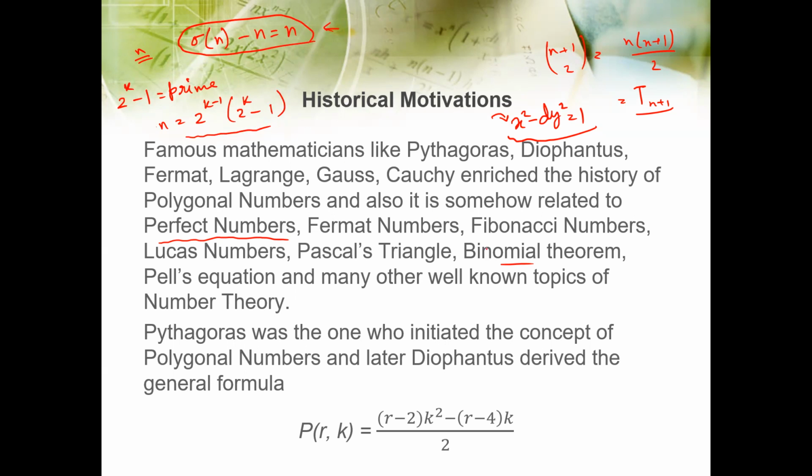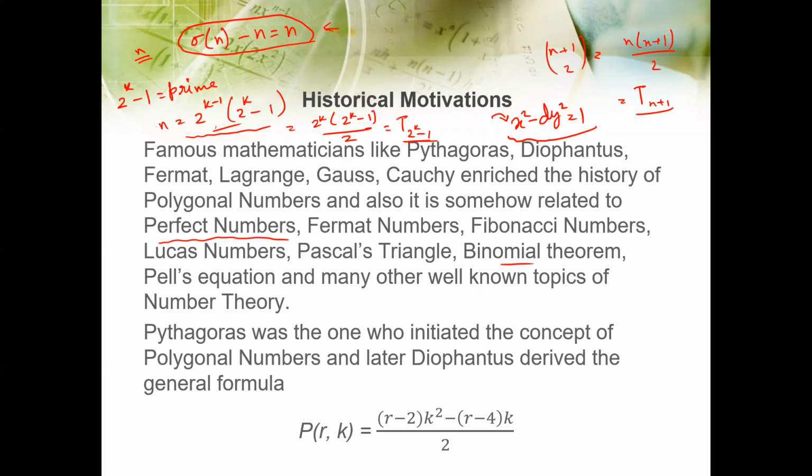And we can see that this can be written as 2 to the power k times 2 to the power k minus 1, divided by 2. And this is nothing but the (2 to the power k minus 1)th triangular number. So perfect numbers are also related.